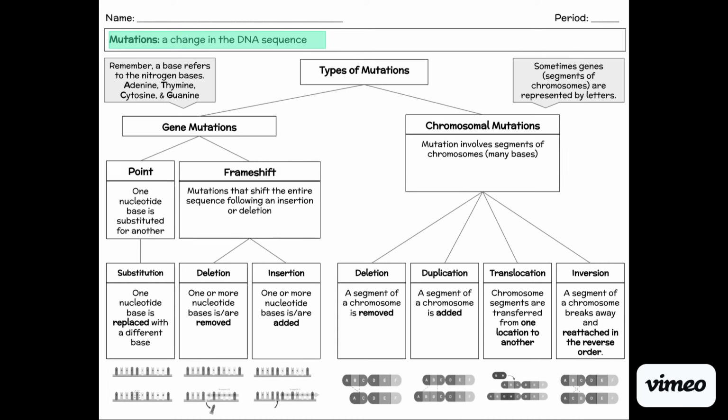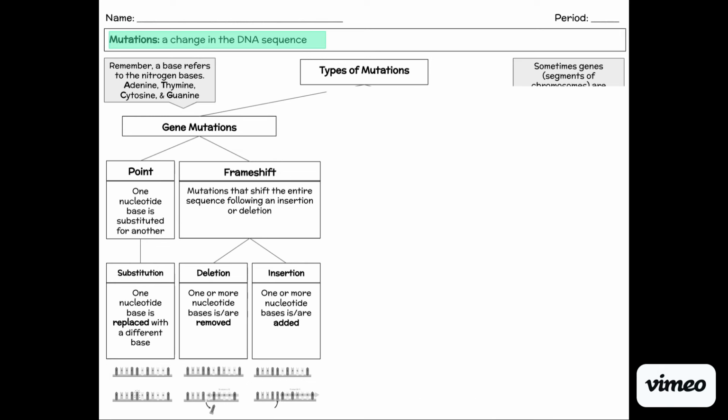Mutations are like errors in our genetic instructions, but they can also bring changes that result in beneficial new traits and adaptations. Let's look at gene mutations. Gene mutations are changes to the sequence of one specific gene and impact a smaller portion of an organism's DNA. Let's discuss the two main types.